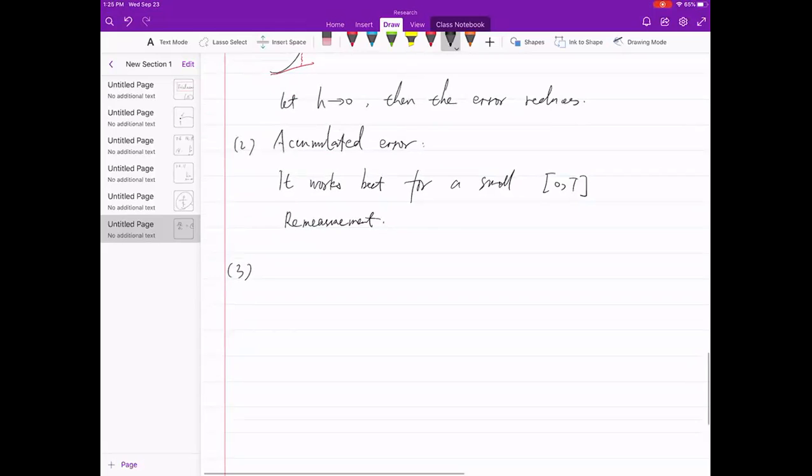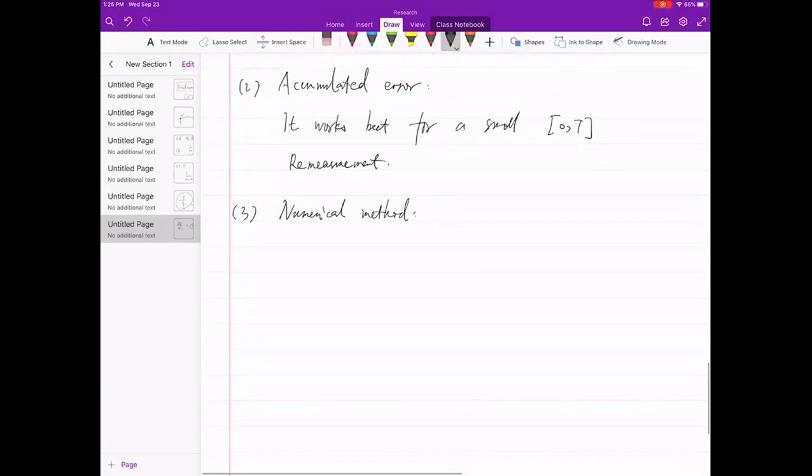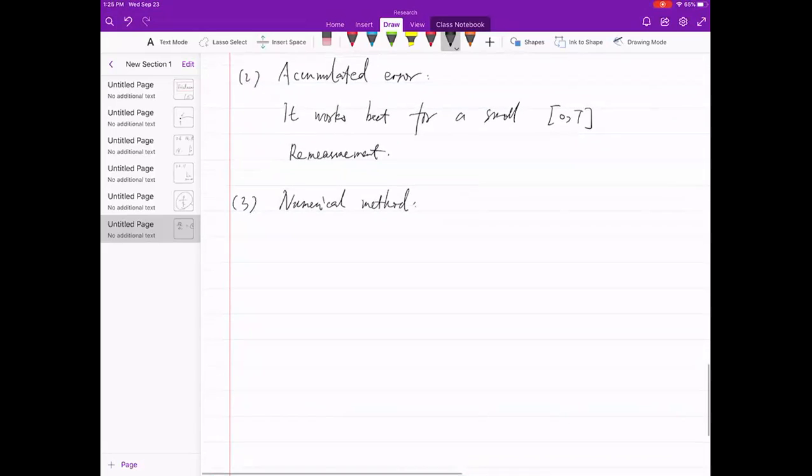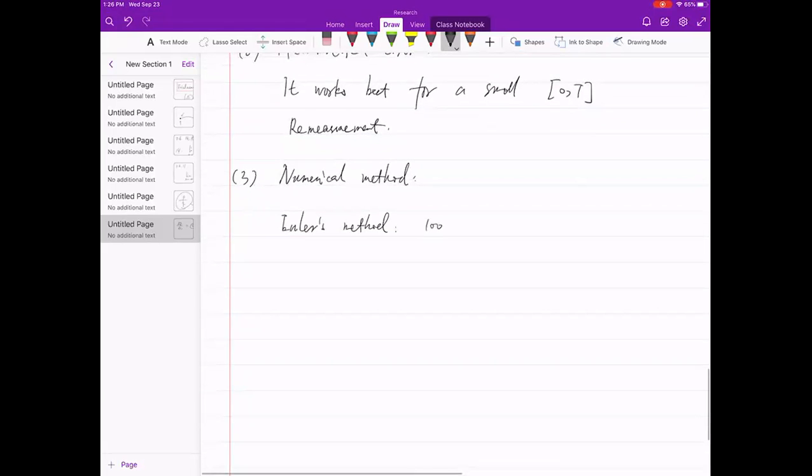The third thing we want to talk about is going to be numerical method. And here's an interesting question. You know Euler's method? You know the error goes to zero as your h goes to zero. That means more resources will give you better accuracy, which is great. 100 points is always better than 10 points. The more, the better. Good so far?